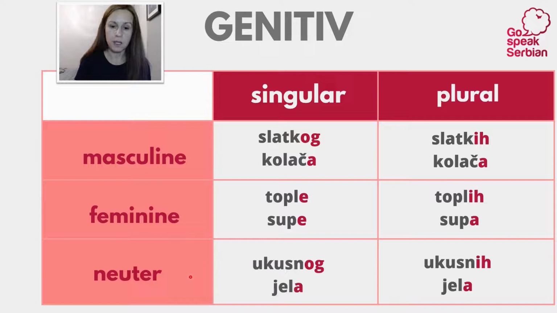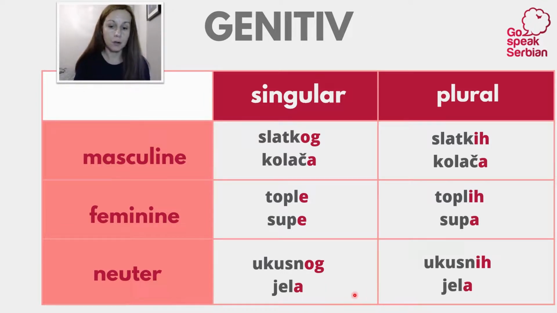Neuter nouns, and I think I mentioned this before, have the same ending as masculine nouns in genitive, both singular and plural. So this is something that you can remember. Masculine and neuter nouns have the same ending in genitive singular and plural.